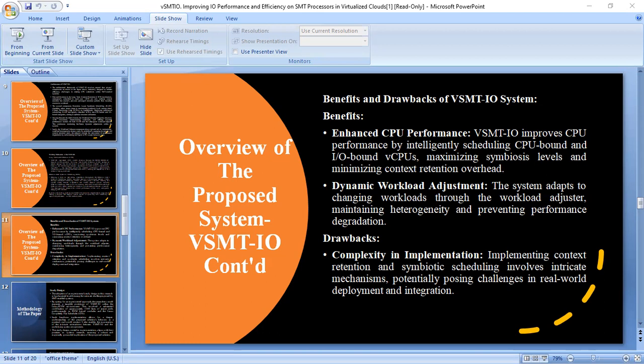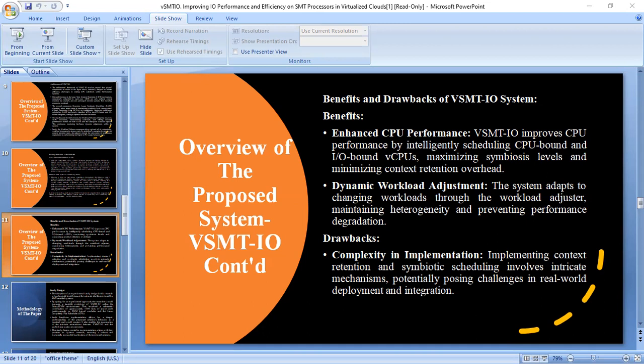Coming to the second point, visual representation of the comparative performance. Visual aids like figures offer a quick and intuitive grasp of VSMT-IO's impact. Normalized throughput of the benchmark, for example, provides a clear visual comparison, enhancing understanding.